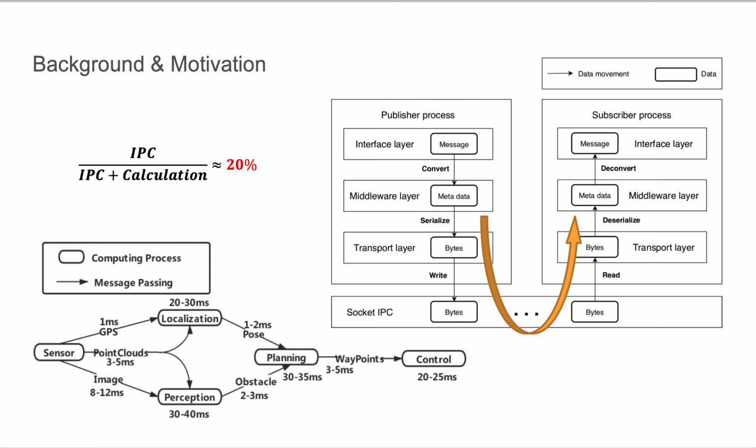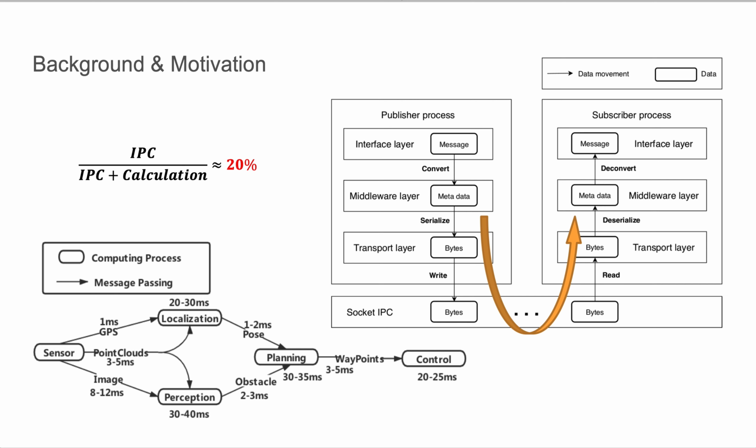Excepting the modules' calculation time consumption, the IPC cost is not negligible. In a real-world workflow, the total IPC cost can be up to 20% of the total latency. The second graph demonstrates a typical socket-based IPC procedure, like those two.